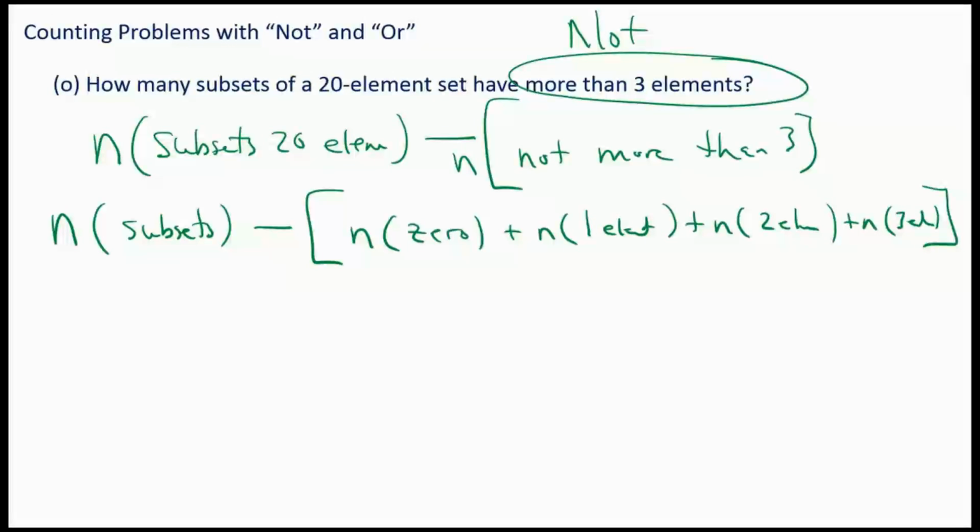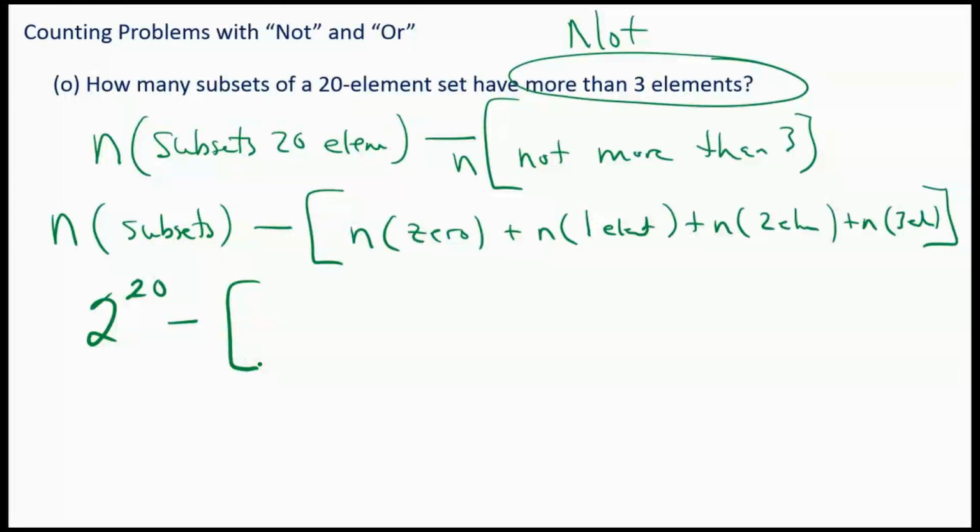Now we've got some calculations to do. First of all, how many subsets are there of a 20 element set? Well, to figure out the number of subsets, you just do 2 raised to the number of elements. So 2 to the 20th power, which is pretty big. Okay, we'll calculate it in a minute. Minus, now here's where it gets interesting.